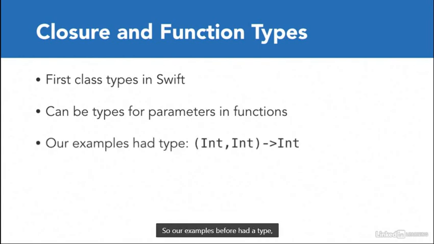So our examples before had a type. They took two ints and returned an int, and it looks just like this. Int returns int. At least that's how I say it.